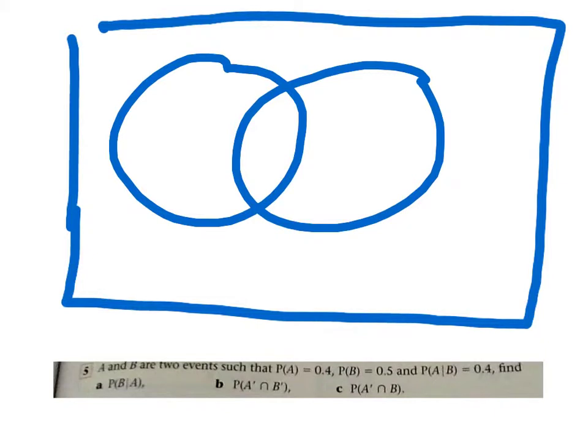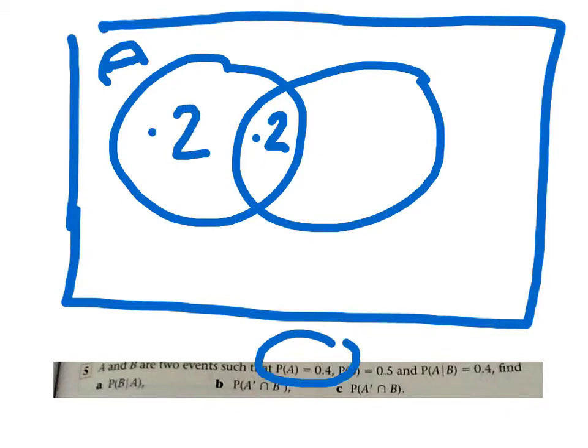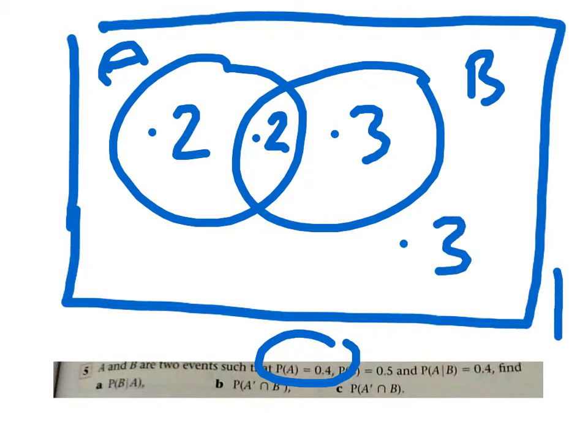So from the previous question, we've worked out that the intersection is 0.2. We know that the probability of being in A is 0.4. That's given to us. So we use that and make that 0.2. And the probability of being in B is 0.5, so that makes that 0.3. So not being in A and B would be 0.3 because all probabilities come to 1.